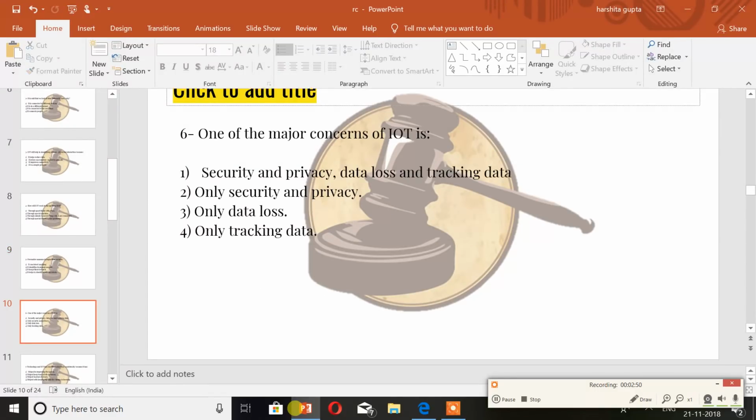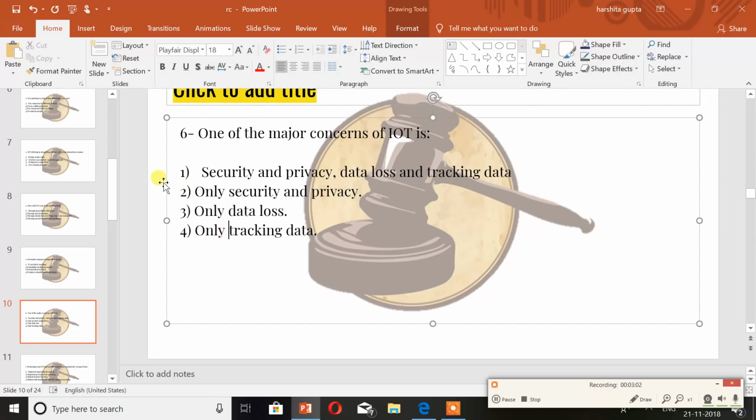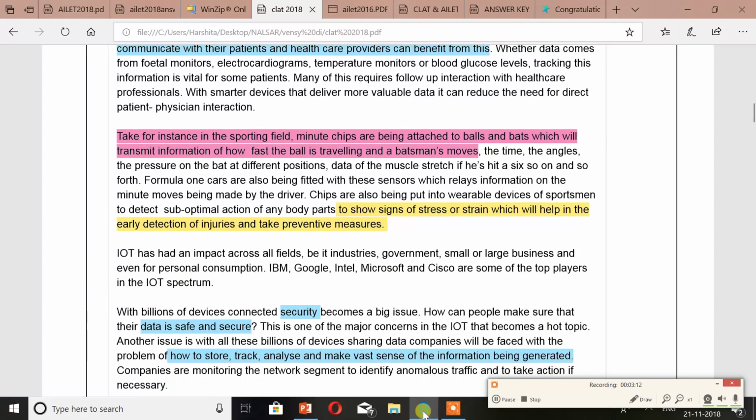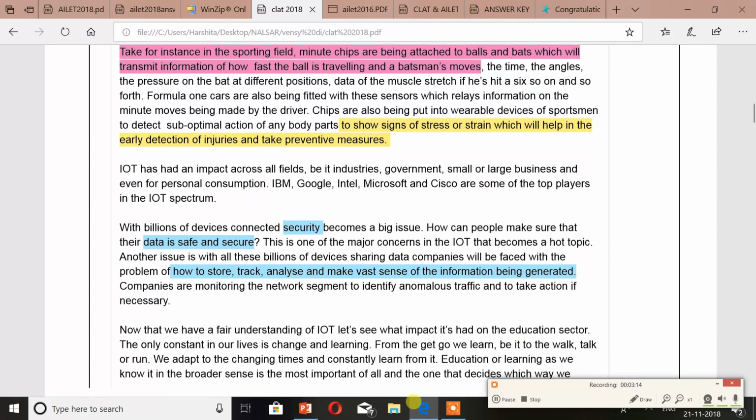Now the major concerns. So see what happens. See, I told you about the extreme words, right? So here you can see that 2, 3 and 4 have the word only. Okay, these are very extreme things. So that's what I thought. Before marking these type of answers, think a lot. So this can also be directly tracked to this blue highlighted area.